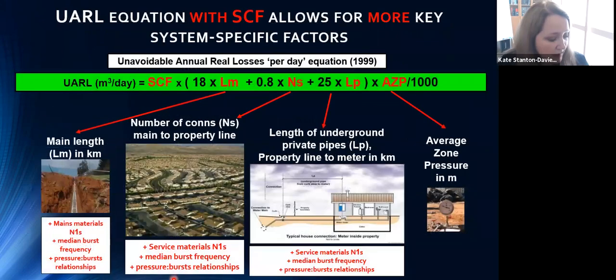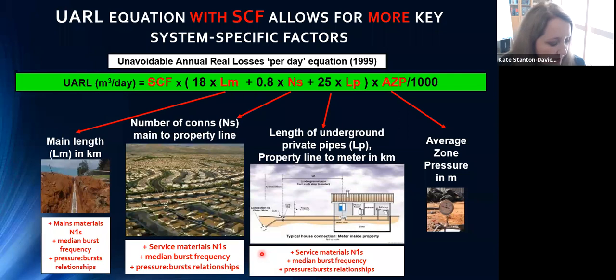So this equation on screen now shows how a system correction factor, or SCF, is used as a coefficient to individually customize the standard UARL equation that Alan showed you towards the beginning of his part of the presentation. So the system correction factor is used to individually customize the standard UARL equation for each system, each zone or DMA, and takes into account now the combinations of additional factors, which you can see in these white boxes in red text at the bottom here.